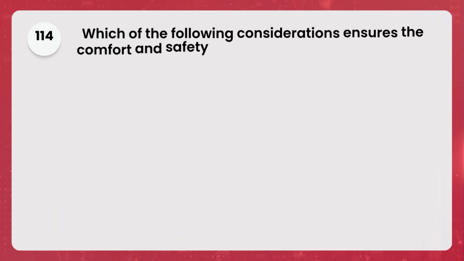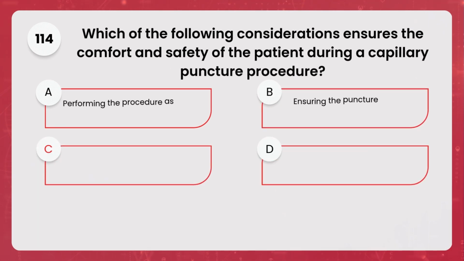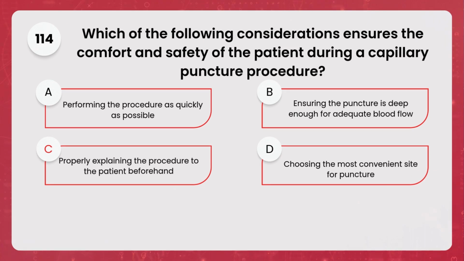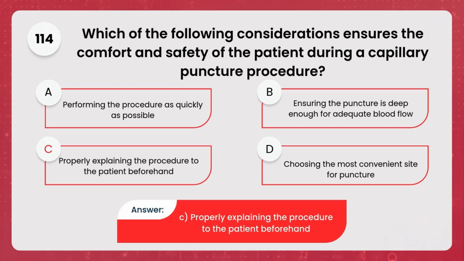Number 114. Which of the following consideration ensures the comfort and safety of the patient during a capillary puncture procedure? A. Performing the procedure as quickly as possible. B. Ensuring the puncture is deep enough for adequate blood flow. C. Properly explaining the procedure to the patient beforehand. And D. Choosing the most convenient site for puncture. The answer is C. Properly explaining the procedure to the patient beforehand.